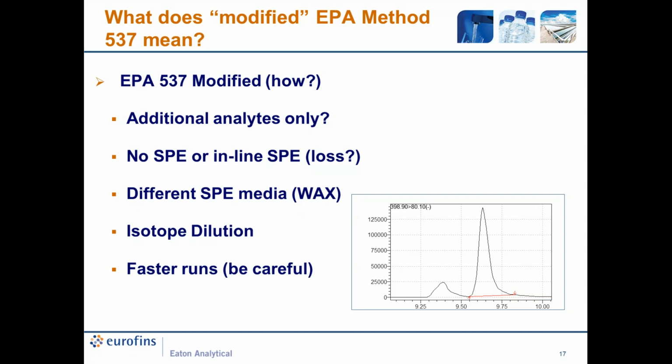How is it modified? Does each lab modify it equally, or is each lab running something different? Are labs separating the isomers, or are they compressing chromatography for faster results? Are they using different SPE media or no SPE media at all? Are they doing isotope dilution? And if so, what QC criteria is required in the method development and optimization for the isotopes recovery?